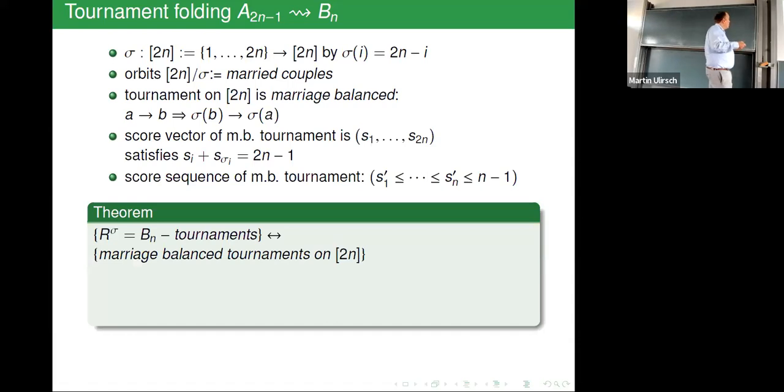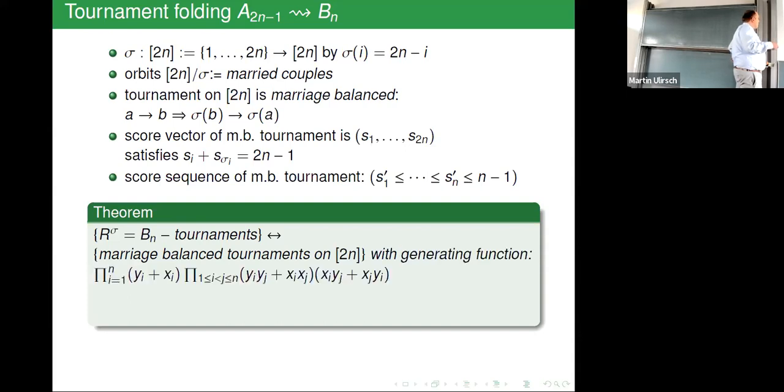And then it's a nice thing to work out that it actually gives precisely merit balance tournaments, give precisely the abstractions where, what you can very nicely see is the generating function. So here is the generating function of merit couple tournament.